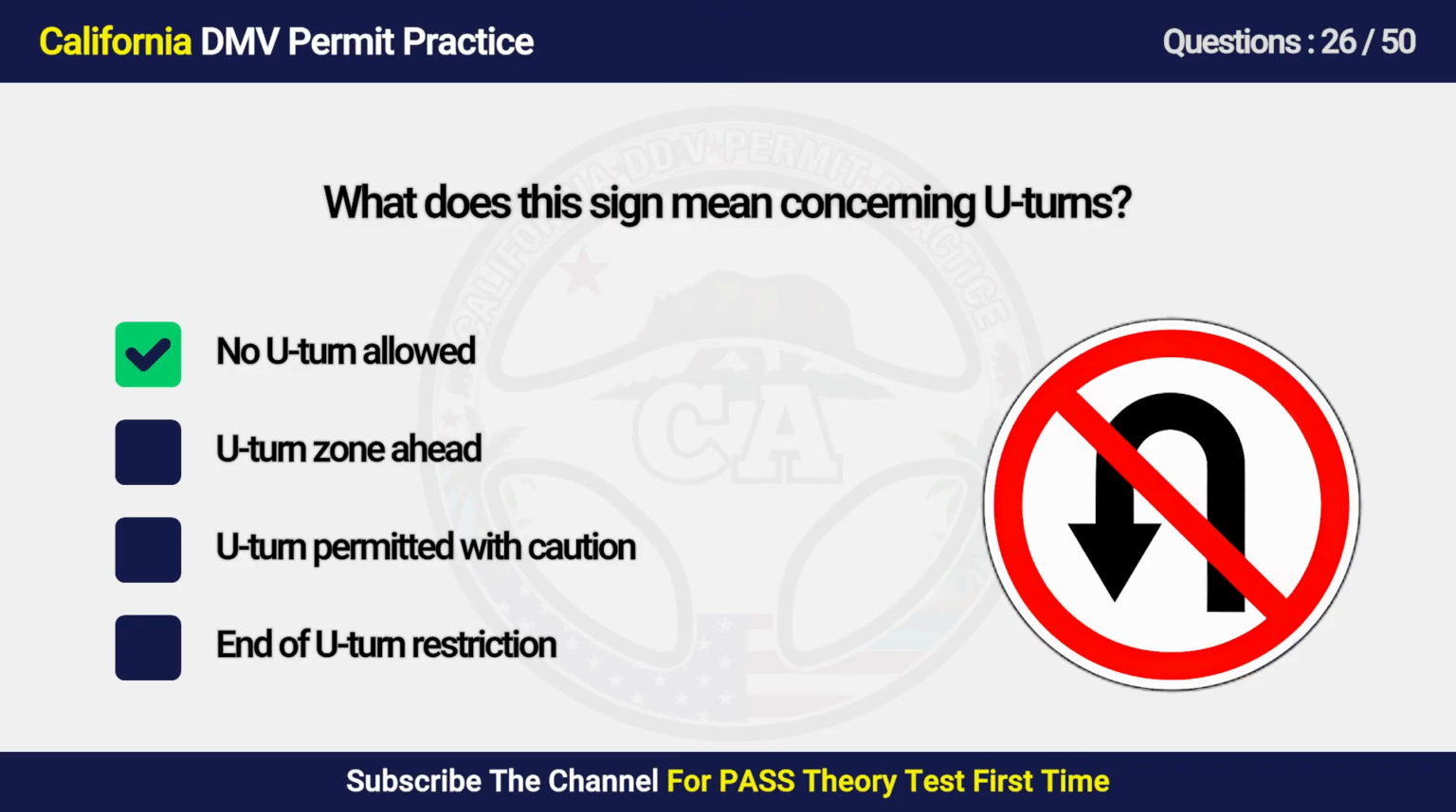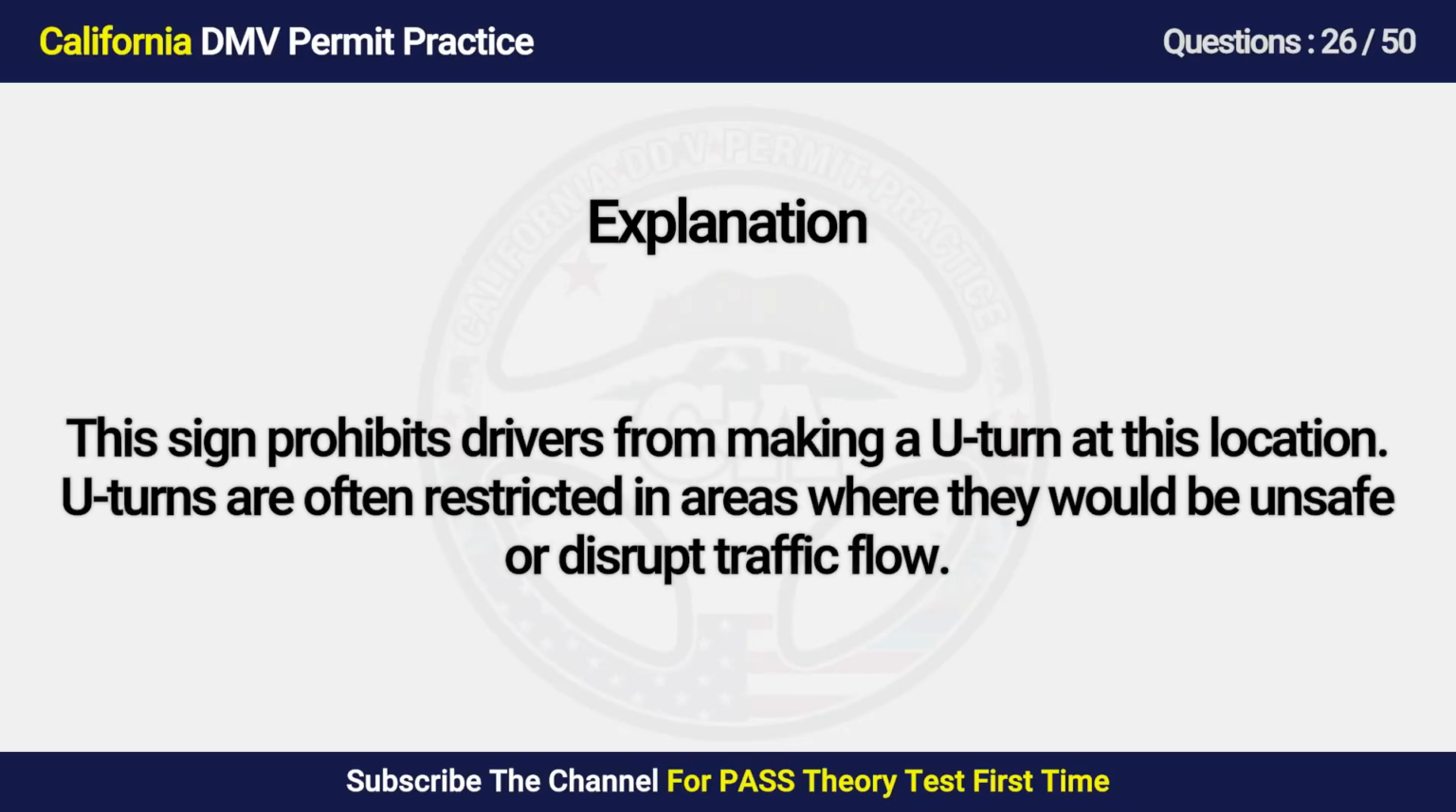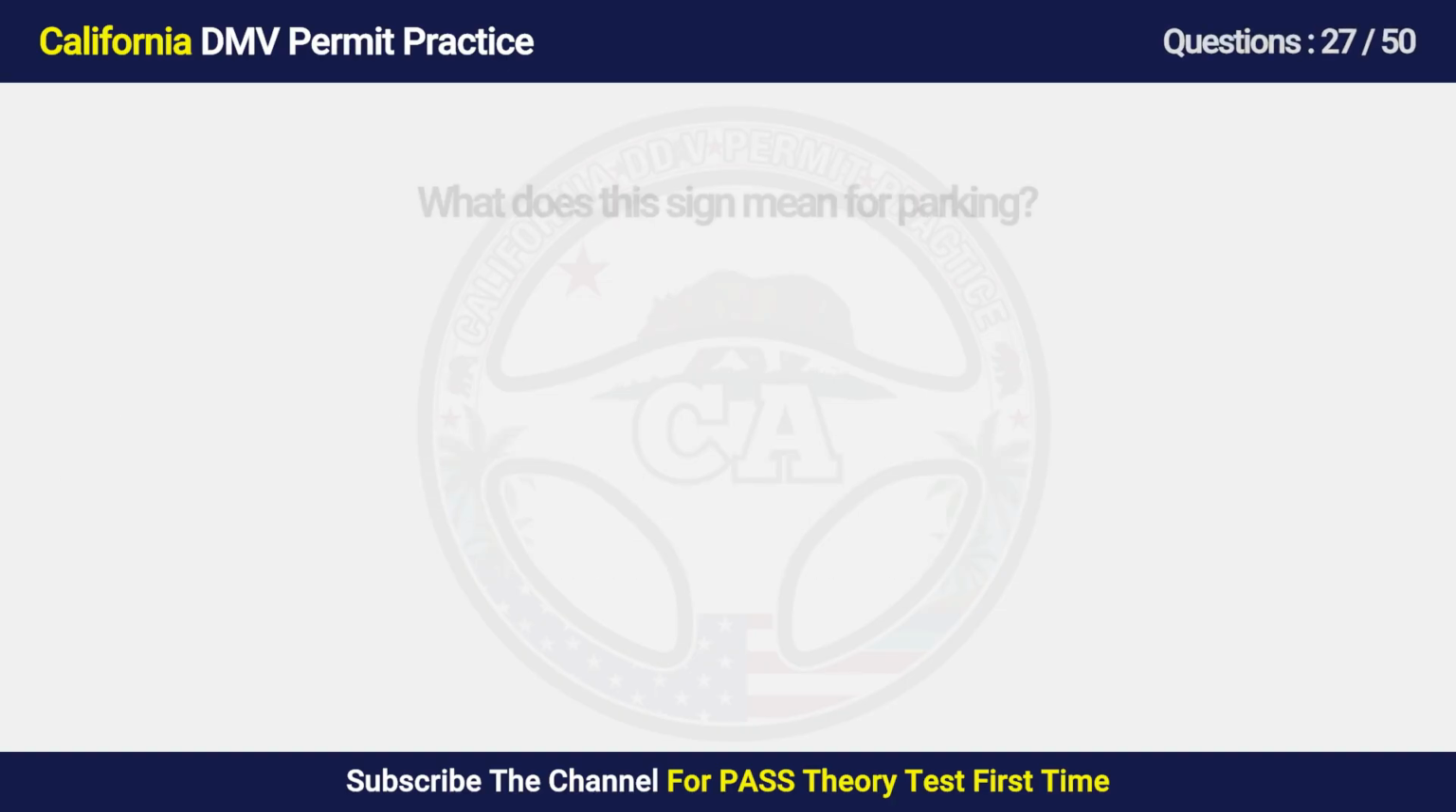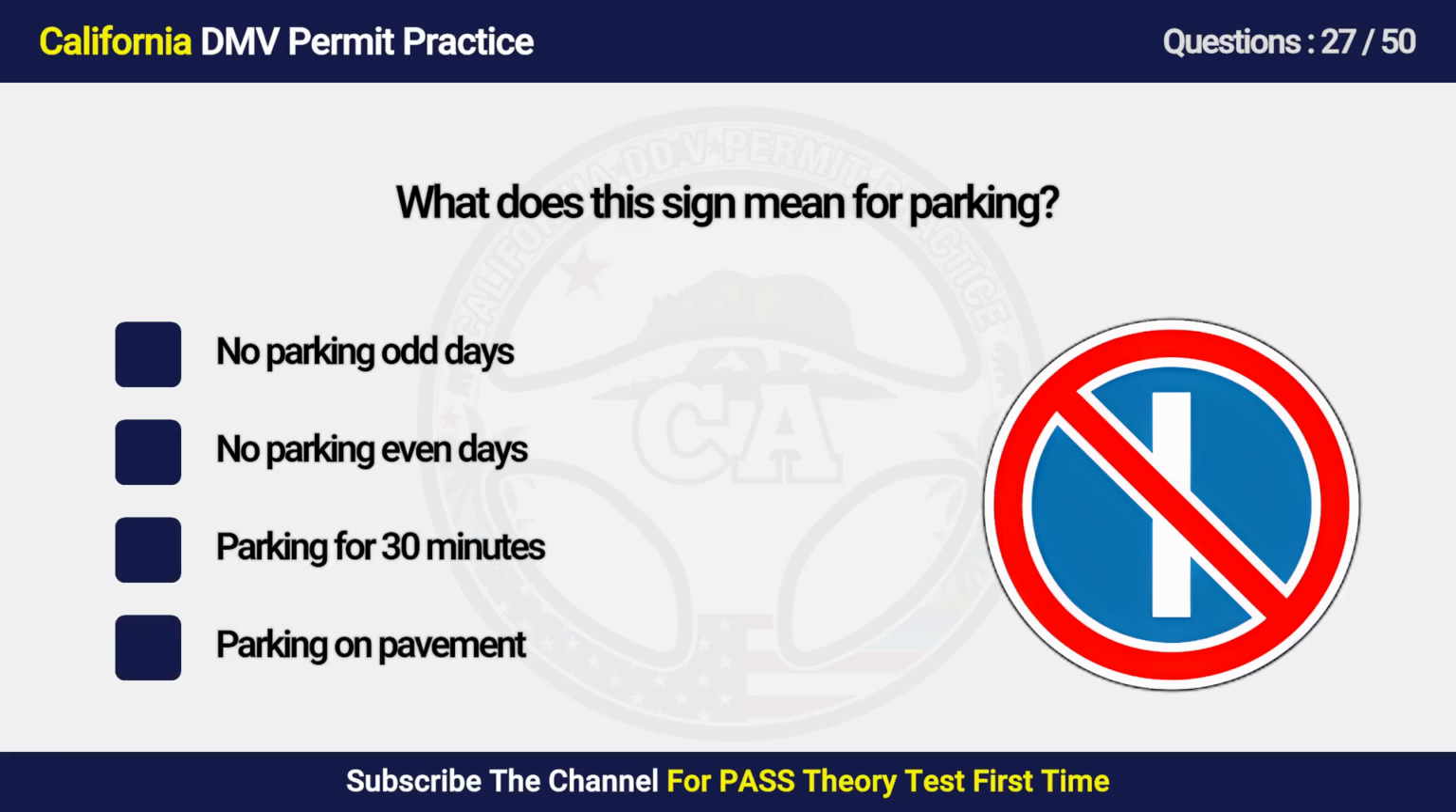Answer is A. No U-turn allowed. This sign prohibits drivers from making a U-turn at this location. U-turns are often restricted in areas where they would be unsafe or disrupt traffic flow. Question 27. What does this sign mean for parking?